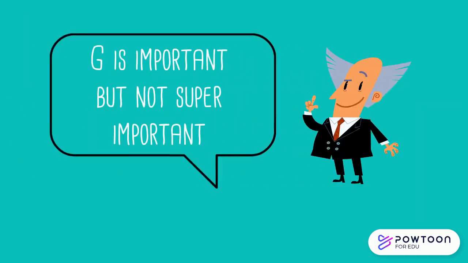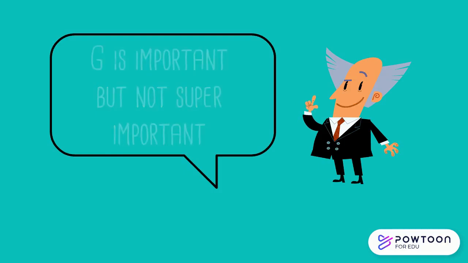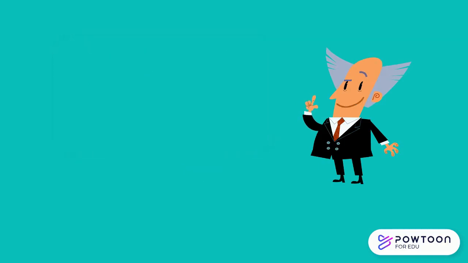Measured, or we can't develop programs for it. G is important because it controls everything else, but it's not super important. It's not the be-all and end-all.